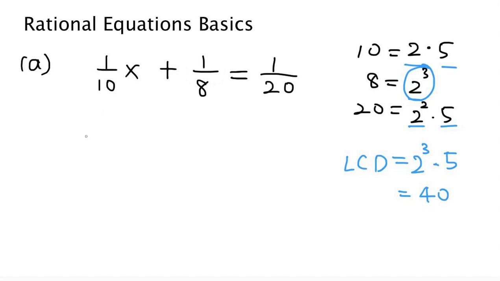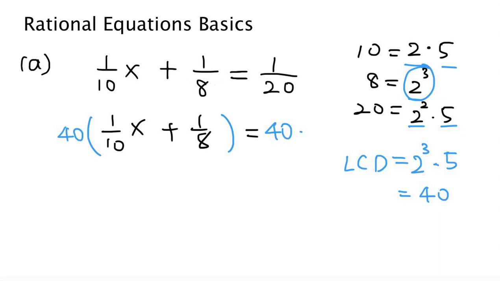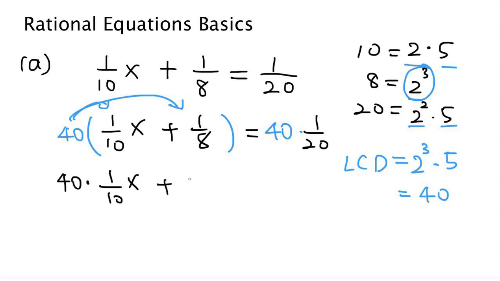Now we're going to multiply both sides of this equation by this LCD. So 40 times the whole left-hand side, 1/10 of x plus 1/8. And we're going to multiply the right-hand side by the same number, 40 times 1/20. Okay, and then we distribute this number. We're going to have 40 times 1/10 of x plus 40 times 1/8, and that's equal to 40 times 1/20.